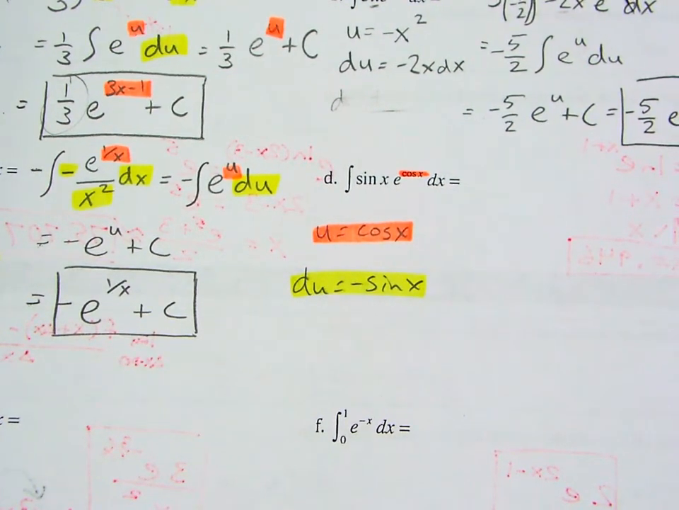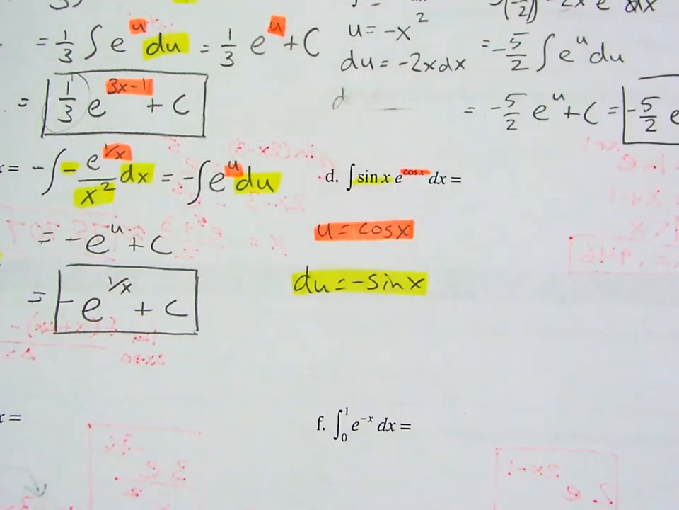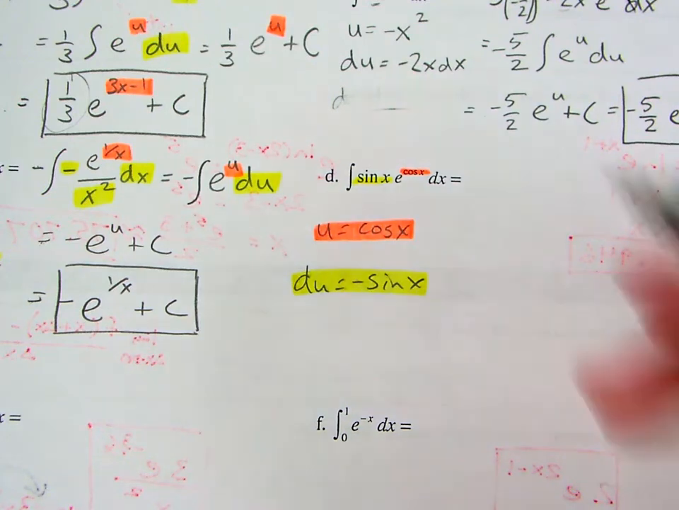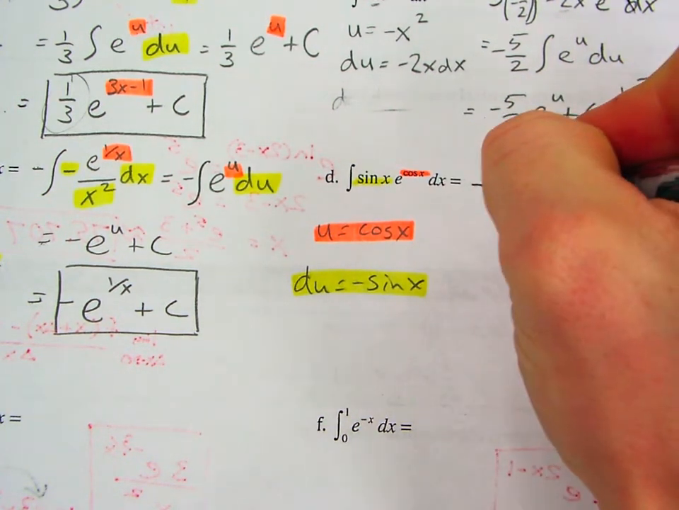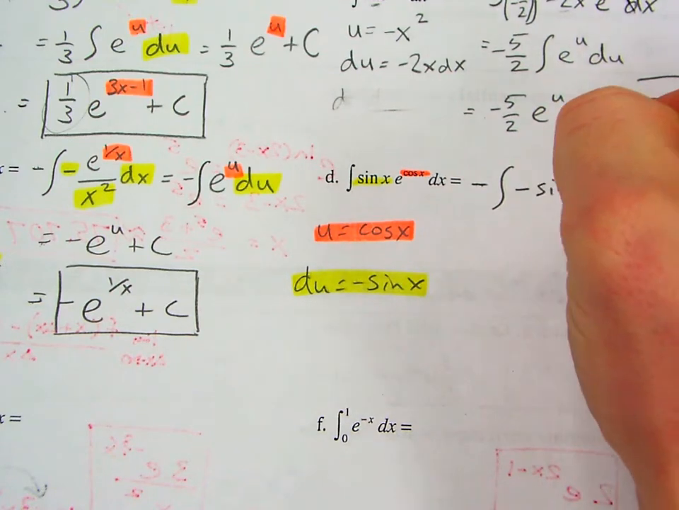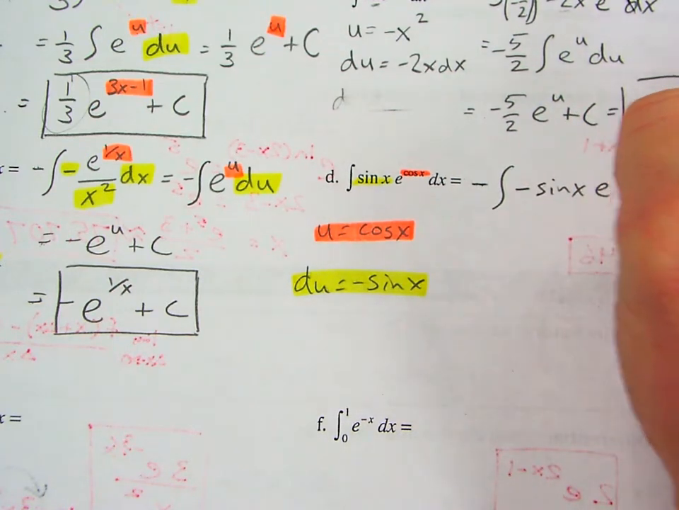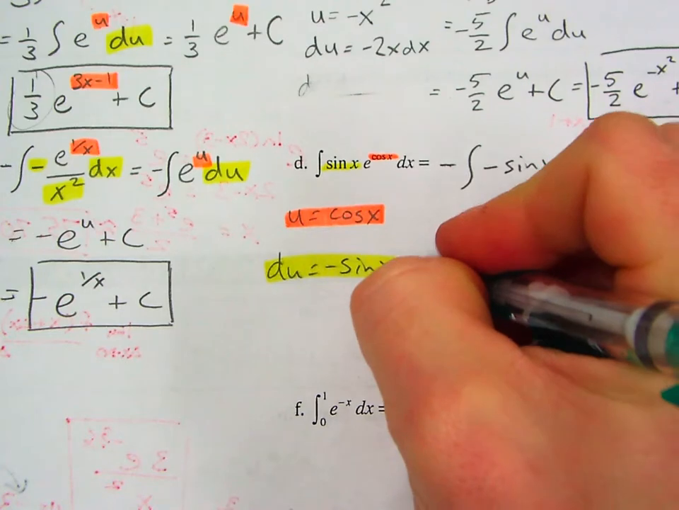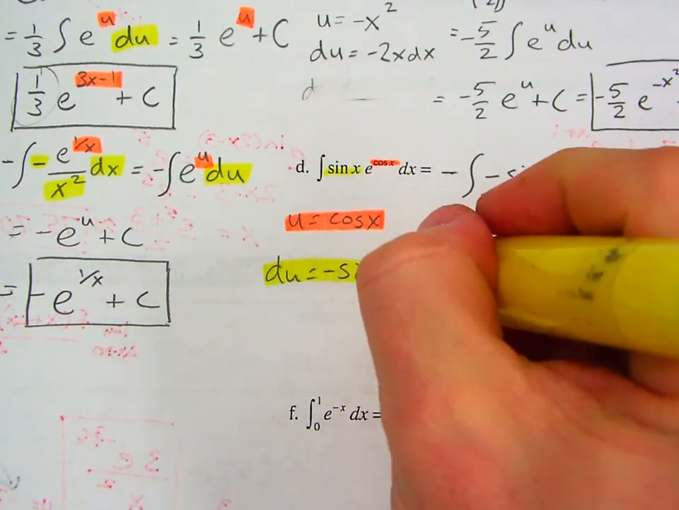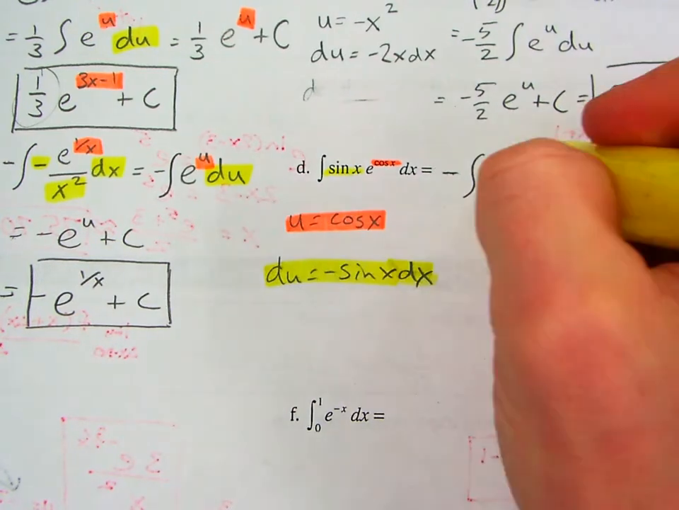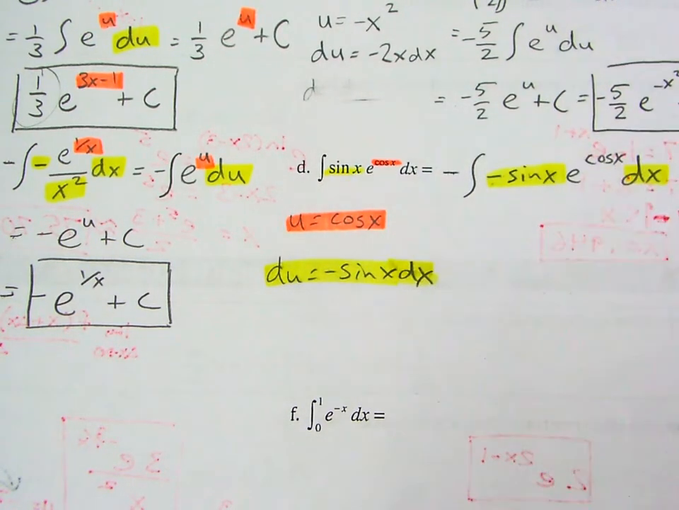Okay, so you can see up here we already have the sine x, but we're missing the negative. So we're going to put the negative on the outside and the negative on the inside. Oops, don't forget the dx. So here we can see du, and of course, our u is still there.